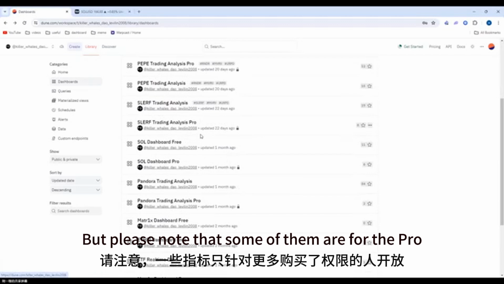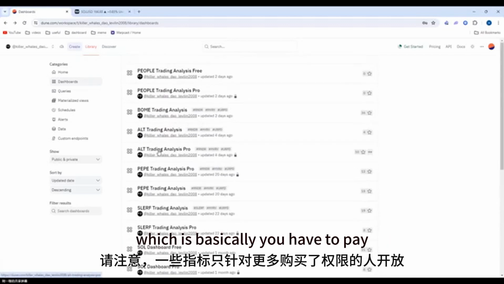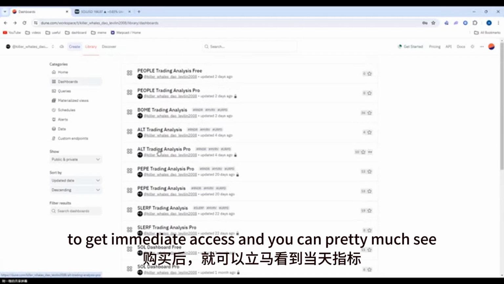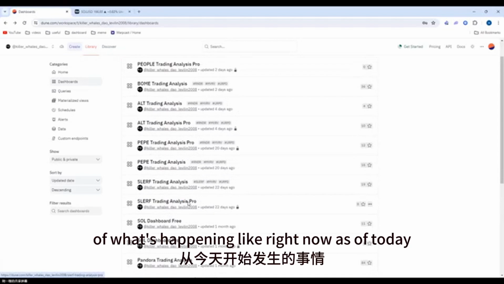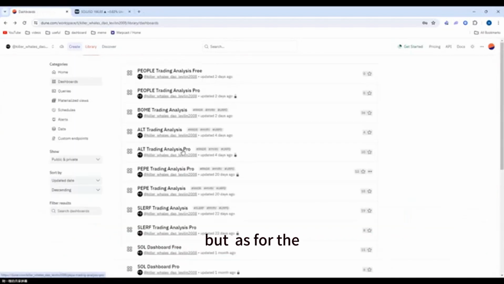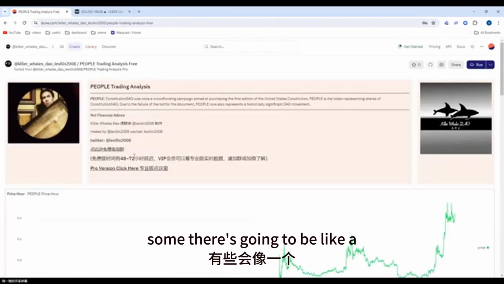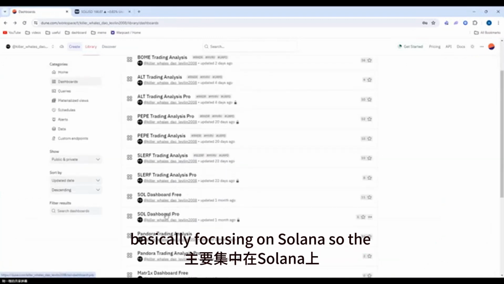But please note that some of them are for the pro version, which is basically you have to pay to get immediate access, and you can pretty much see immediately what's happening right now as of today. But as for the free versions, there's going to be a 48 to 72 hours delay. But today we'll be basically focusing on Solana.